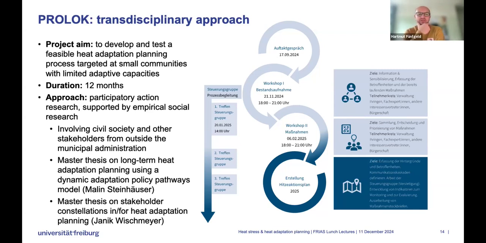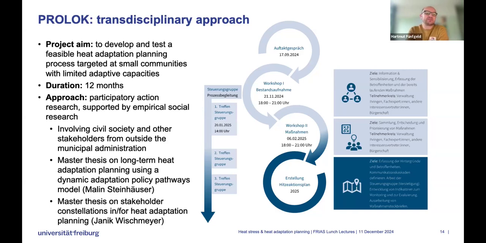The project Prologue uses a transdisciplinary approach. That's partly also why I think the ICN was happy to fund it. The project aim is to develop and test a feasible heat adaptation planning process, specifically targeted at small communities, small municipalities with limited adaptive capacities. There are lots of guidelines out there already about how to do adaptation planning in the heat context, but a lot of them are way too complex and too cumbersome, and also require substantial staff capacity and other capacities that are not suitable for very small administrations.